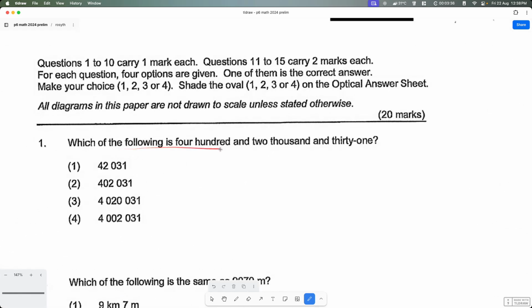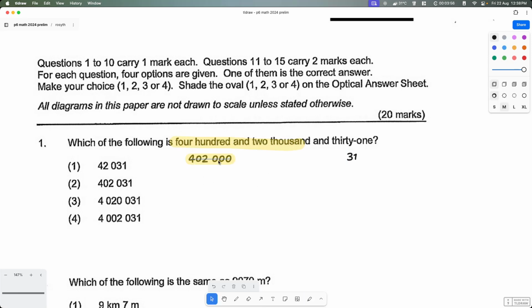Which of the following is 402,031? So this is 402,000 and then plus 31. In this case, make sure to always read the whole full statement, 402,000 and 31. I'll do the workings here: 402,000, and then plus 31.